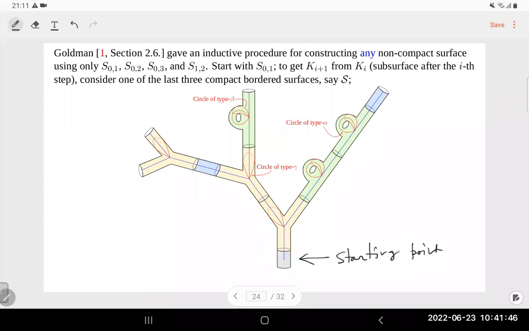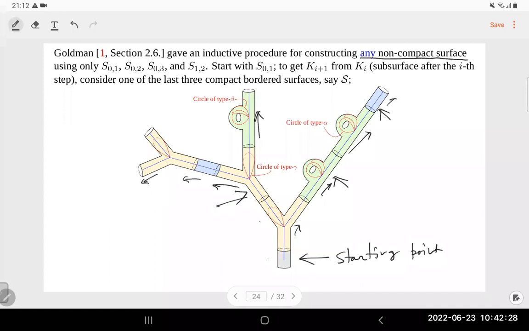After that, you can consider either a two-hole torus, annulus, or pair of pants, and you can add them inductively one by one. So I've started with this, then I add a pair of pants here, then I add a one-hole torus, then I add a one-hole torus, then I add an annulus, pair of pants, annulus, one pair of pants, two-hole torus, and so on. If you consider all possibilities of adding these types of compact border surfaces, the limiting surface will give you all possible non-compact surfaces.